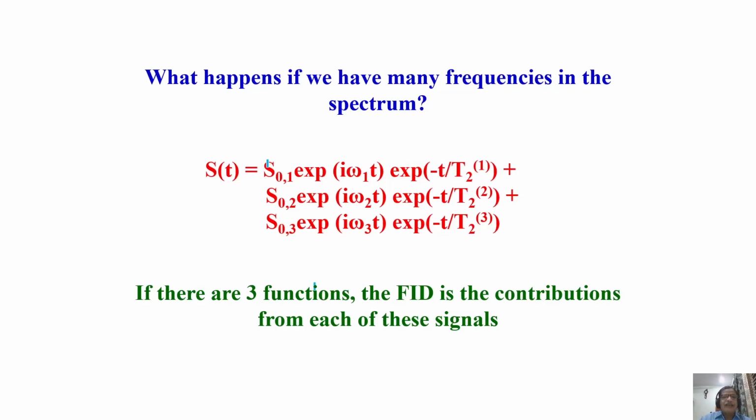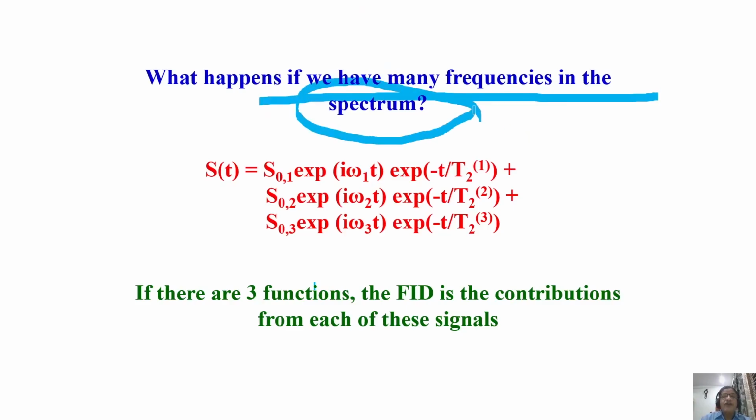In reality, in the NMR spectrum, there is not only one signal. The FID does not contain a single frequency. There are so many peaks in the spectrum. There will be a lot of frequencies, many frequencies. Then the question is, what happens if you have many frequencies in the spectrum? How does it work?